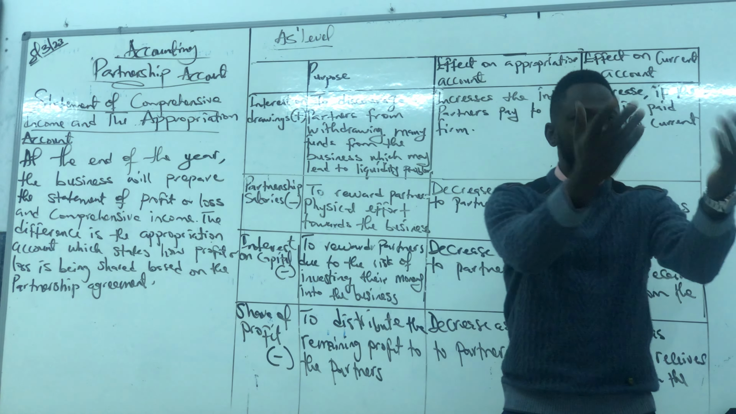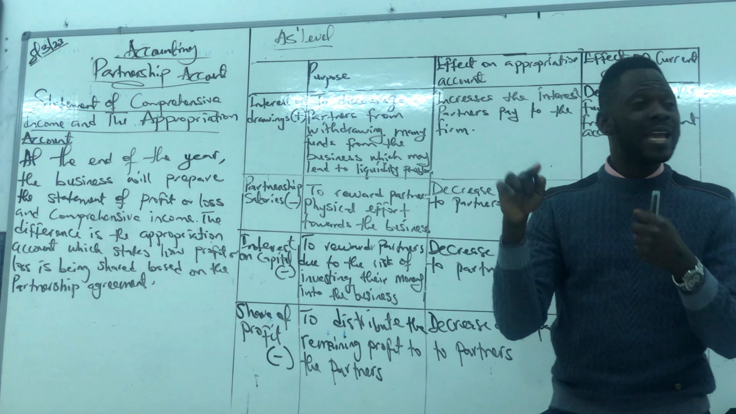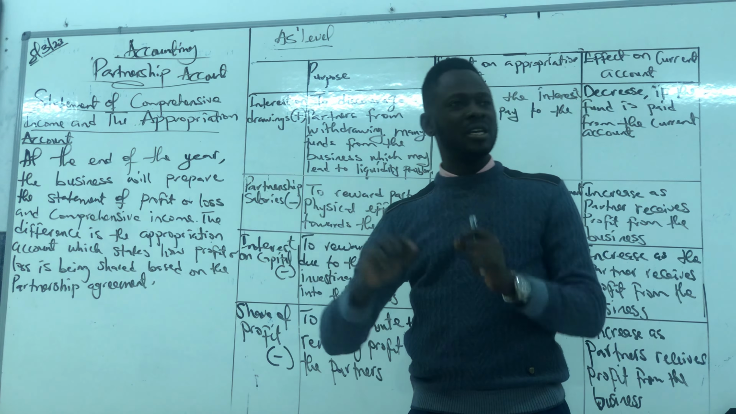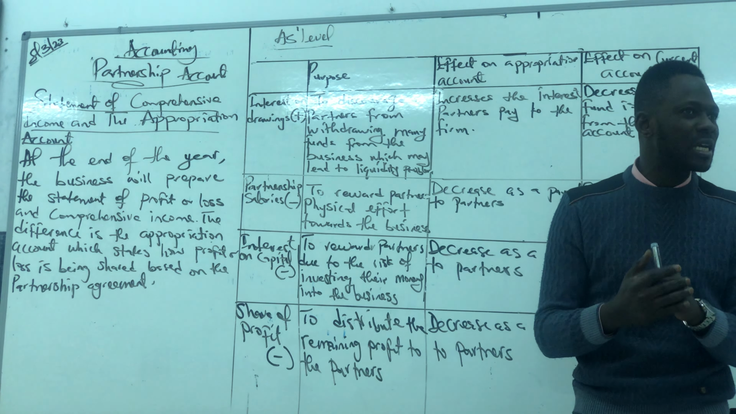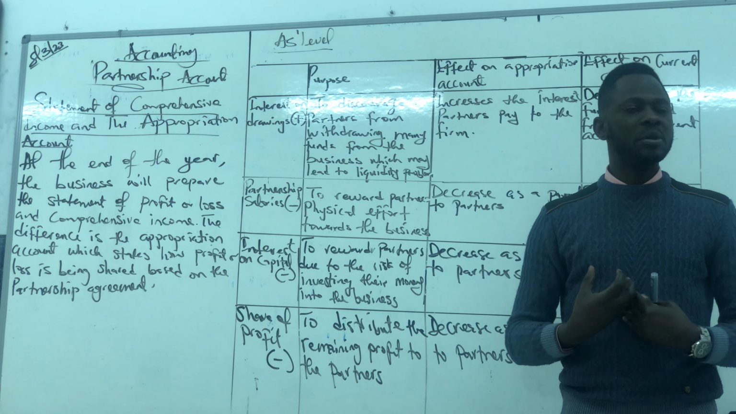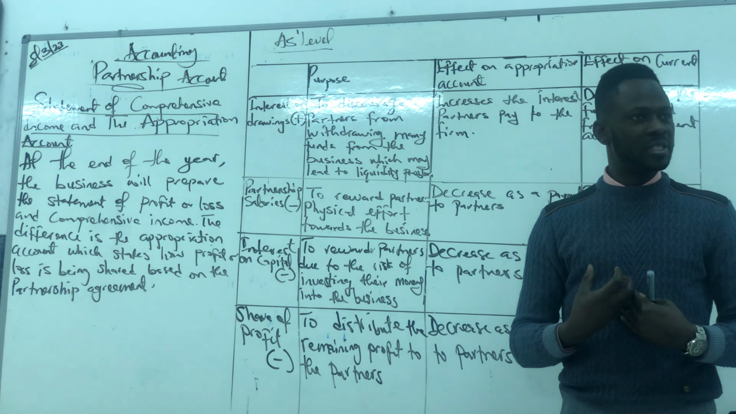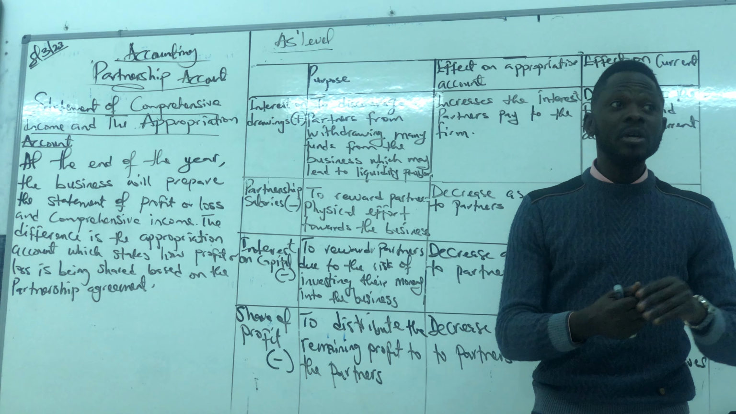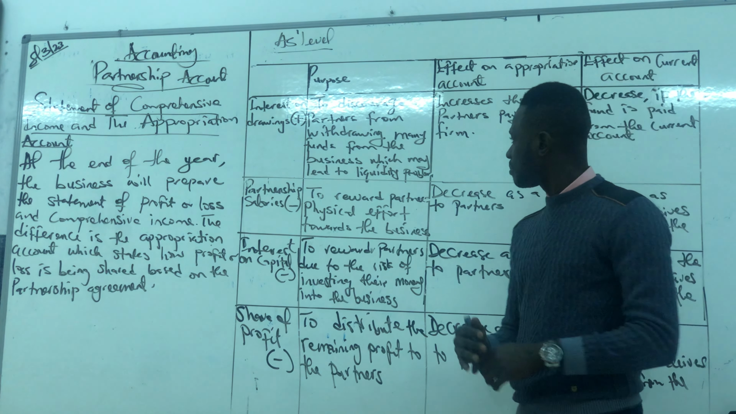What are drawings? That means the partners are taking money from the business, and now the partner has to pay interest for withdrawing from the business. So what is the purpose of interest on drawings? Because you have to pay interest on taking money from the business, you will be discouraged from doing that. The purpose of charging interest on drawings is to discourage partners from withdrawing too much from the business.